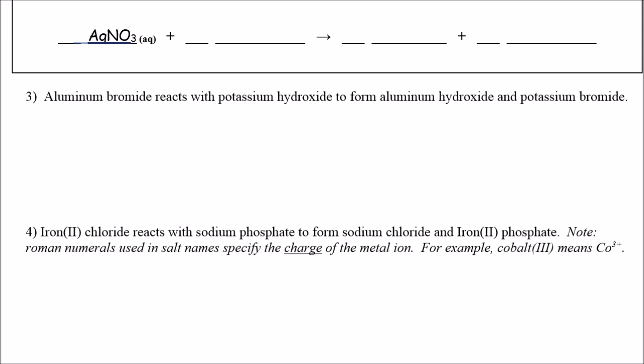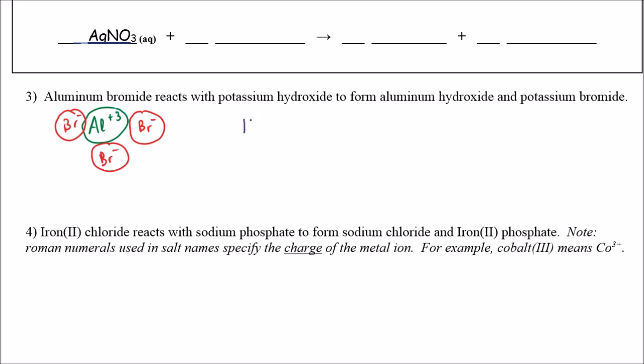aluminum bromide. Aluminum, from your periodic table, is a positive 3 ion. Bromide is a minus 1 ion. So we've got a little work to do here in the beginning. Aluminum bromide is not one of each. You'll need 3 bromides. Okay, that's aluminum bromide.